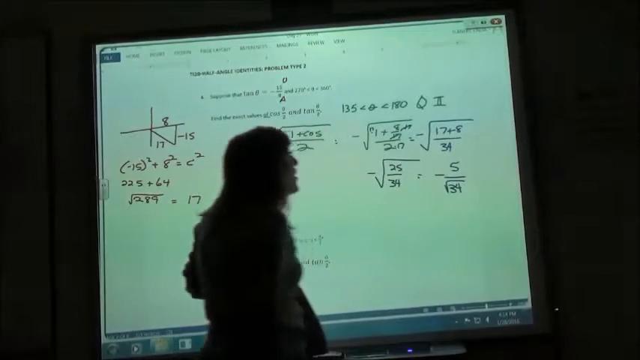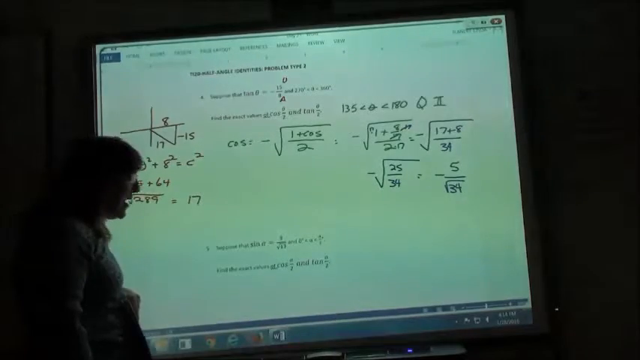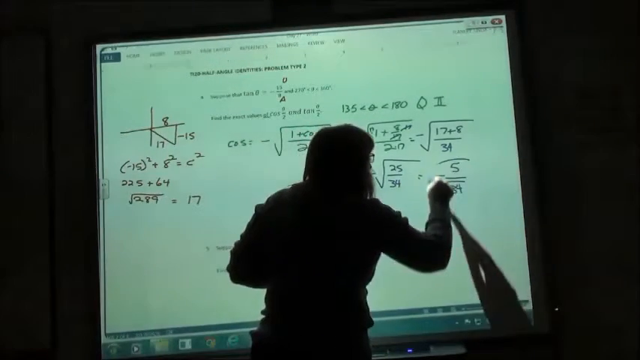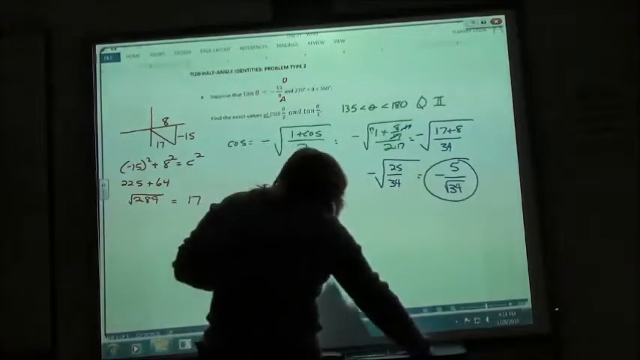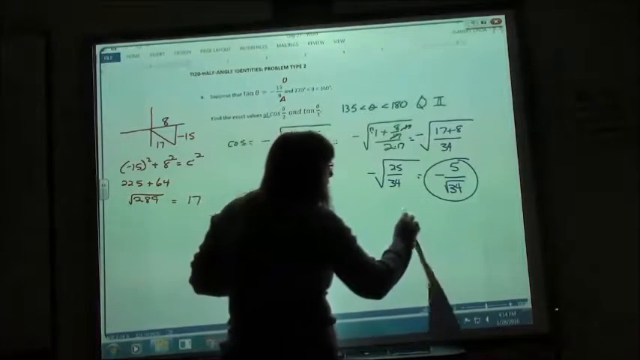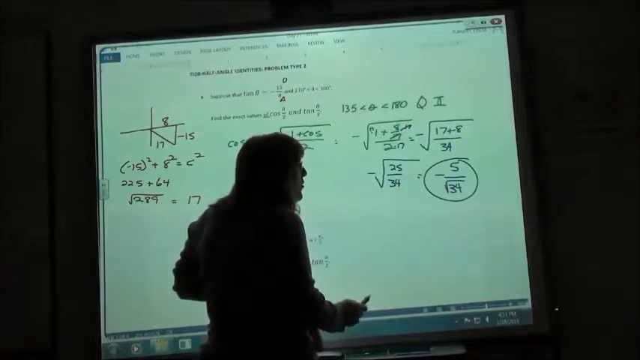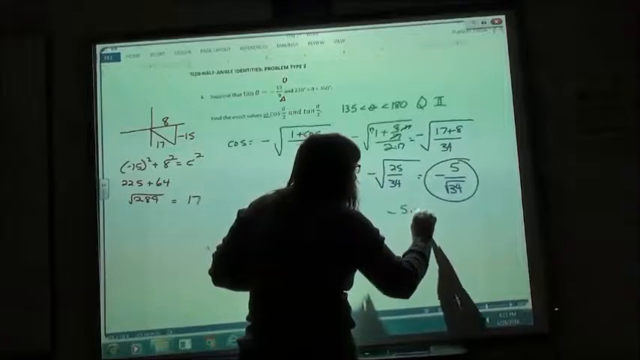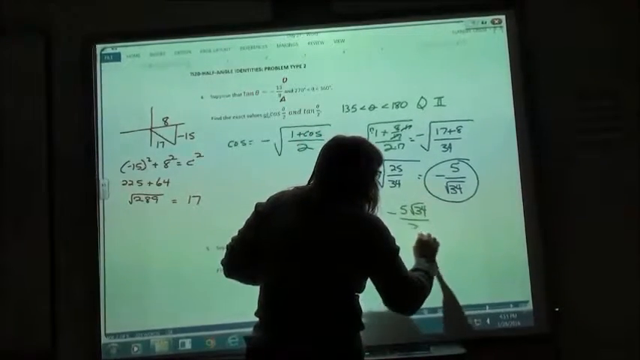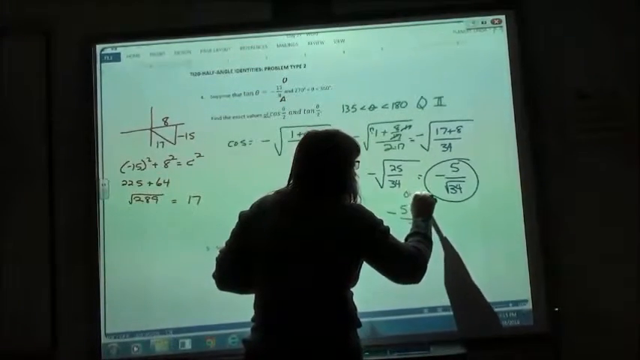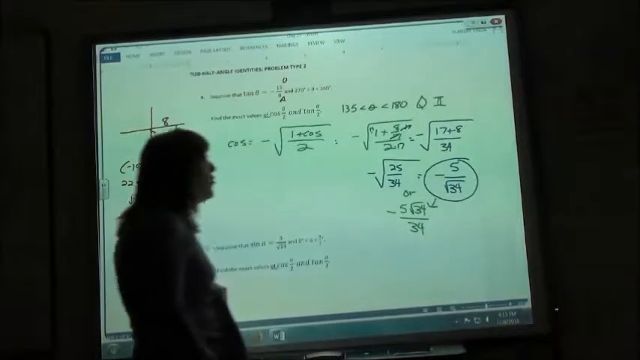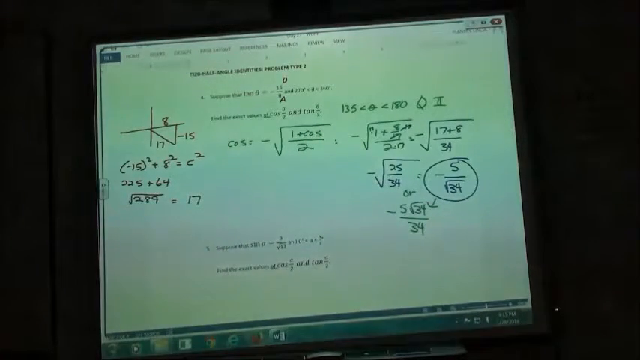Square root of 25 is 5, so I'm just going to have minus 5 over the square root of 34. You can rationalize the denominator on that if you want. They will also take the answer in this form. If you do rationalize the denominator, you would just multiply by the square root of 34. So I'd have negative 5 square root of 34 over 34. And that answer would also be a good answer.